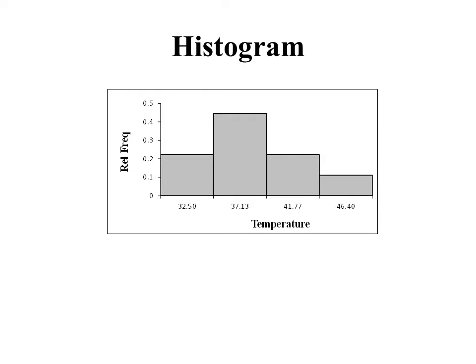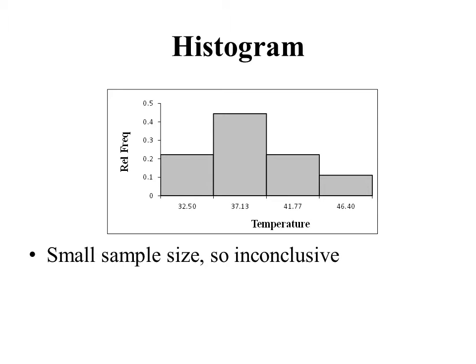But on the other hand, we might argue that, well, it's not symmetric. The left half here is not a mirror image of the right half. And it looks like maybe our data is skewed a little bit to the right. And so we might be tempted to say, well, maybe the population is normally distributed, or maybe it's not quite sure. And really the issue here is that we've got a real small sample size, and so a histogram is going to be a little bit inconclusive.